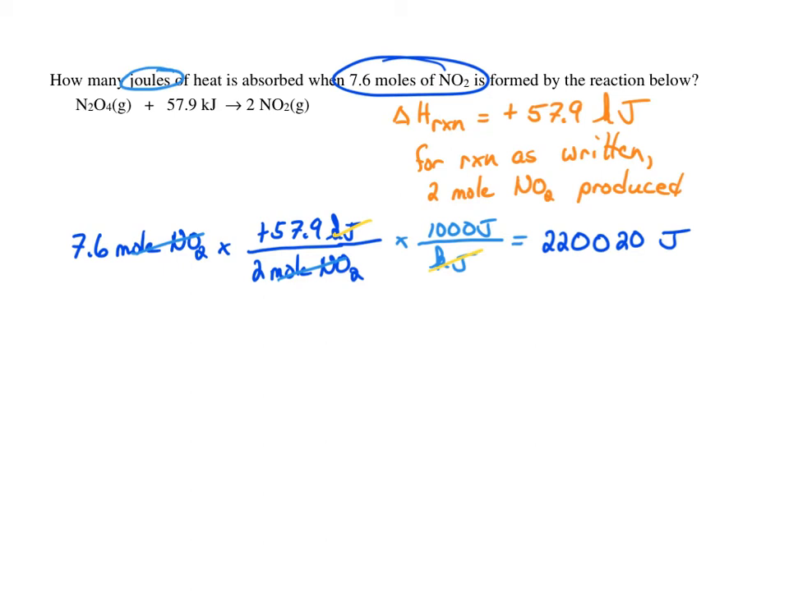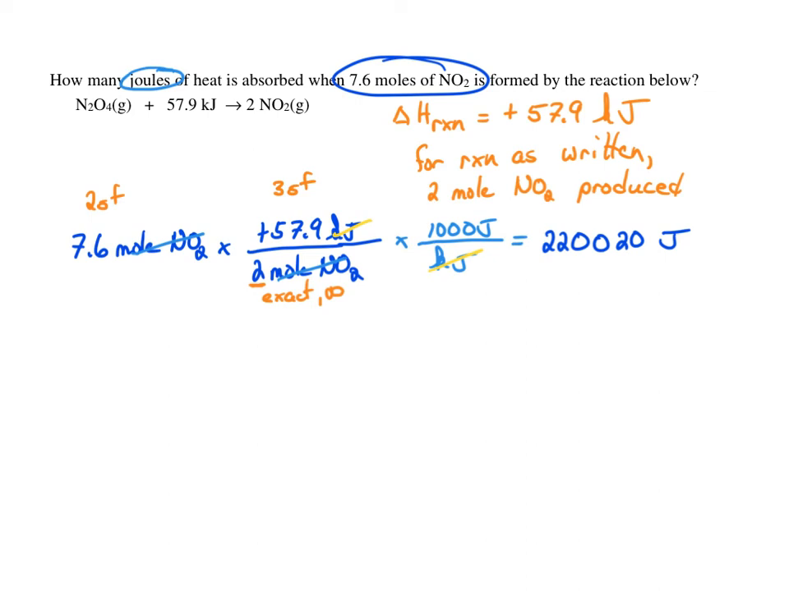Now let's look at our sig figs. 2 sig figs here, 3 here. Now the number of joules is given per exactly 2 moles of NO2. So this 2 does not limit our sig figs. Instead, that is considered an exact number. So we have an infinite number of sig figs.